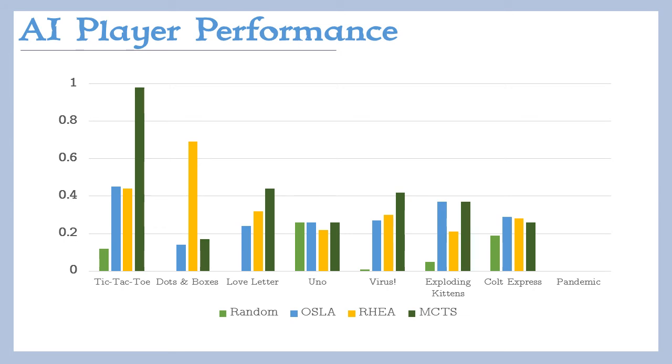such as Tic-Tac-Toe. However, we do observe RHEA to clearly dominate all other agents in Dots and Boxes, a game not included in the earlier paper publication but added for this presentation. This is an interesting case to be analyzed in more detail. We also note that no agent is able to win in Pandemic.